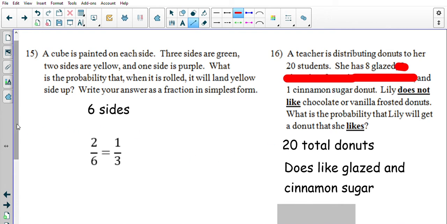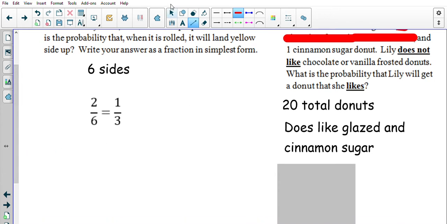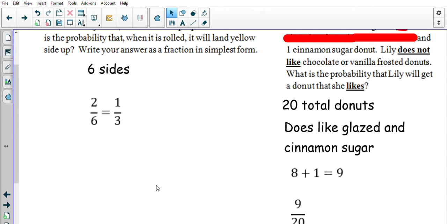That's a total of 9. 8 plus 1 is 9 out of the 20 donuts. And that's going to get us 9/20. If you want to write it as a percent, that would be 45%. You don't need to do that, but 9 divided by 20 is 0.45.